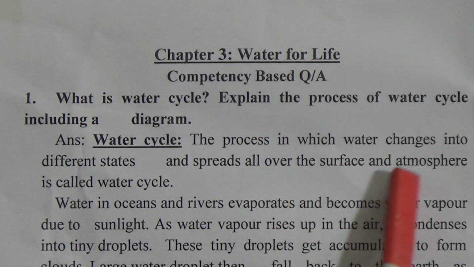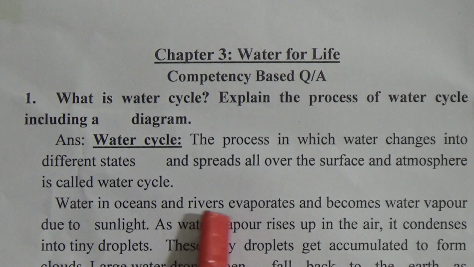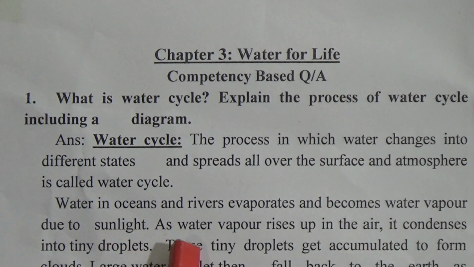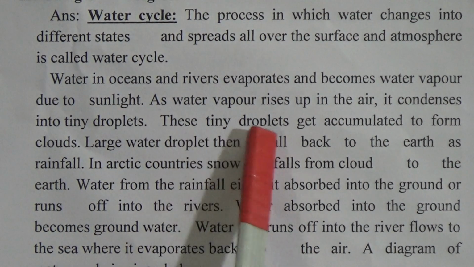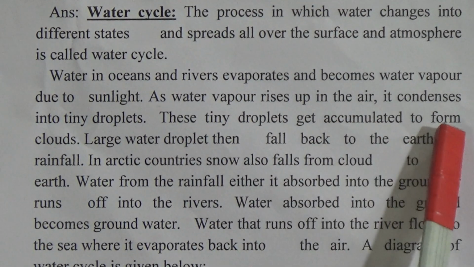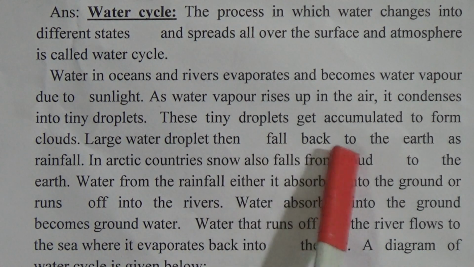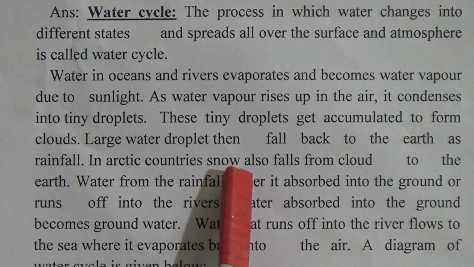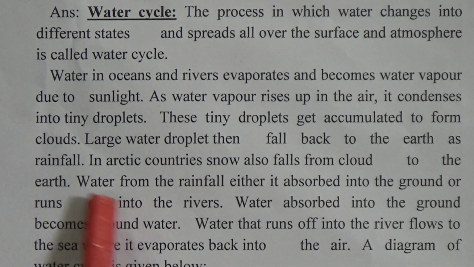all over the surface and atmosphere is called water cycle. Water in oceans and rivers evaporates and becomes water vapor due to sunlight. As water vapor rises up in the air, it condenses into tiny droplets. These tiny droplets get accumulated to form clouds. Large water droplets then fall back to the earth as rainfall. In Arctic countries, snow also falls from clouds to the earth.